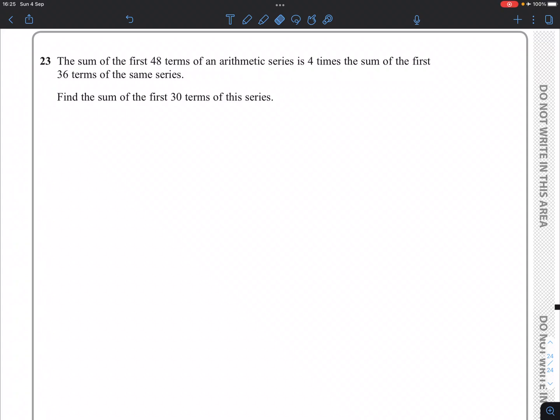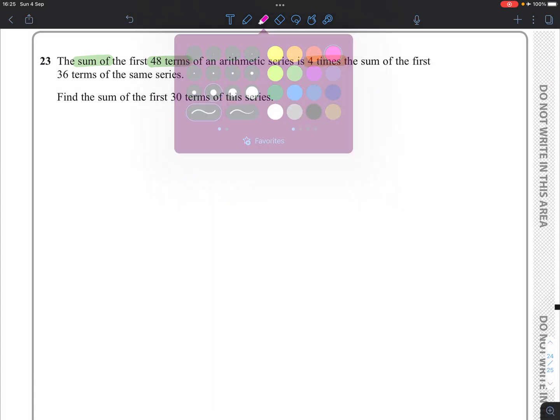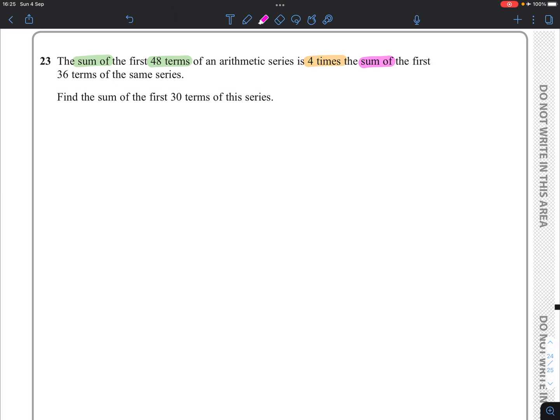Question 23. The sum of the first 48 terms of an arithmetic series is 4 times the sum of the first 36 terms of the same series. Find the sum of the first 30 terms of this series.